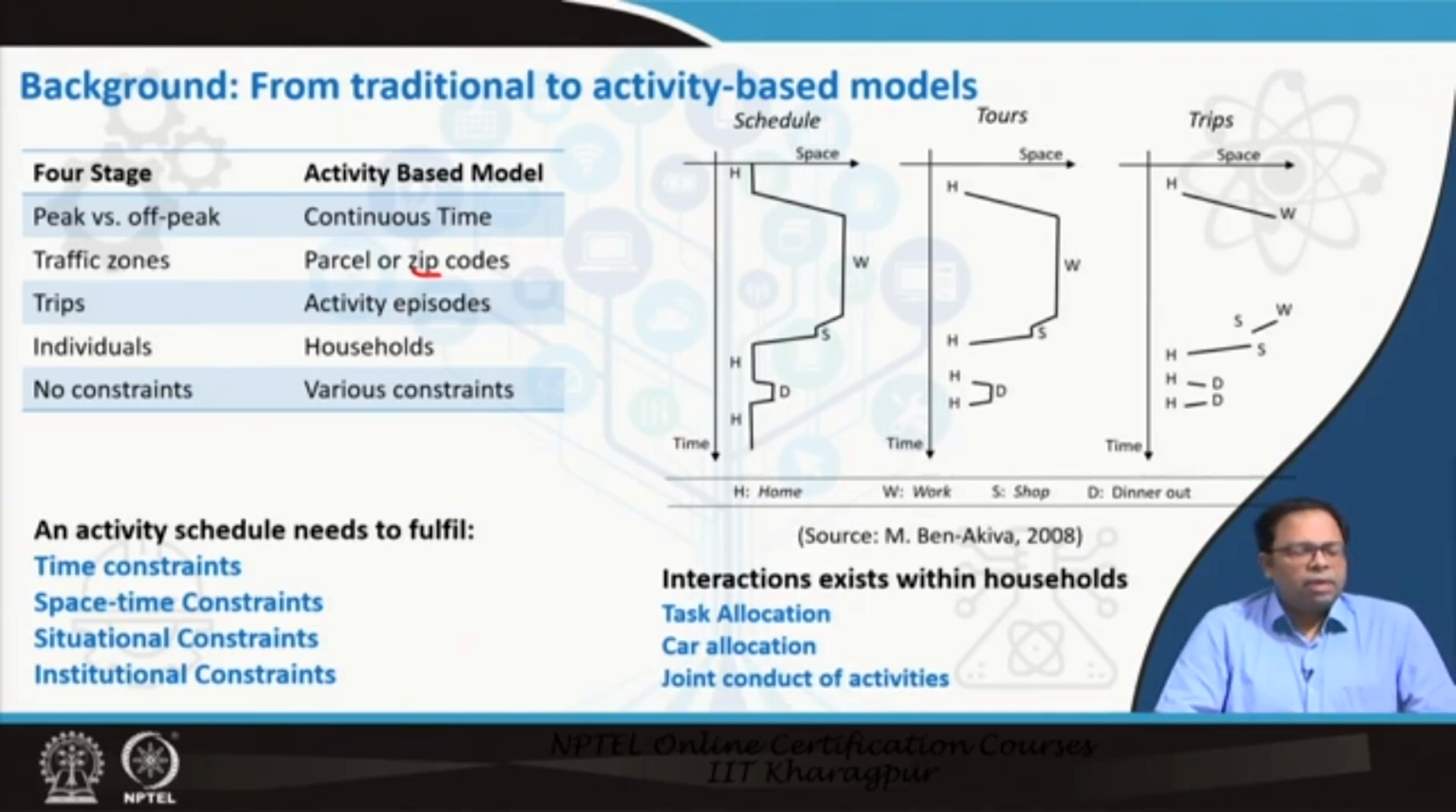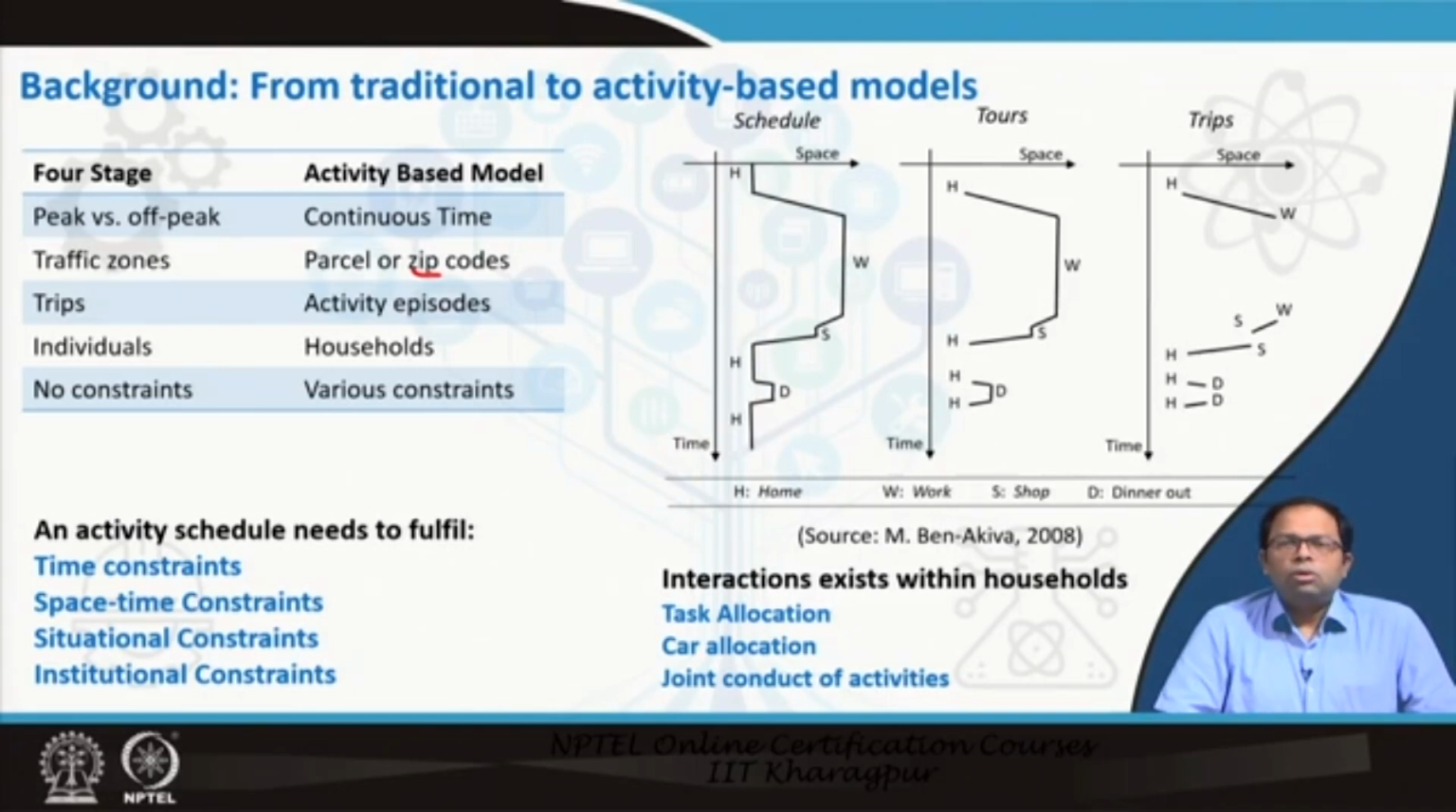4-stage models predict trips, whereas activity-based models predict activity episodes, which also contain the tour and the trips within each tour. Tour means when a tour starts, the time of a tour, what mode, what destination, all these things are included. And individuals are considered in a trip-based 4-stage model, whereas households are considered in an activity-based model, where the entire household is considered plus all individuals.